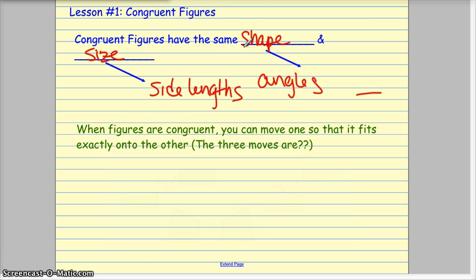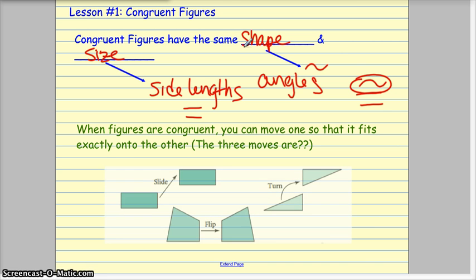The congruent symbol is an equal sign with the tilde on top. What this particular symbol means is similar, meaning that the angles all have the same relationship and that the side lengths are exactly equal. When figures are congruent, you can move one so that it fits exactly onto the other. There are three moves. There's a slide, a flip, and a turn.